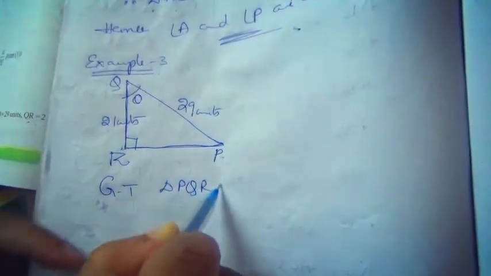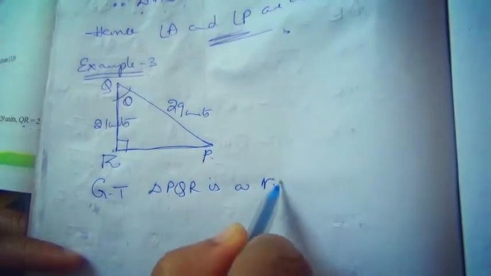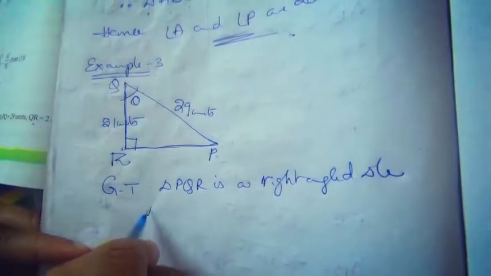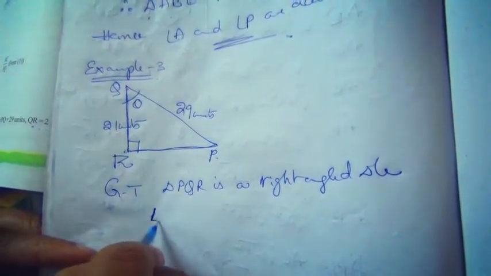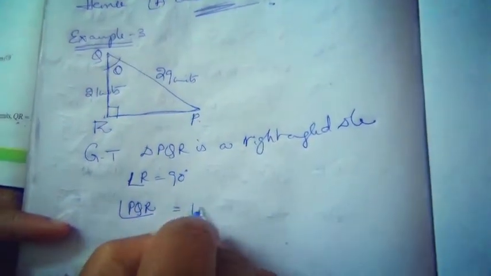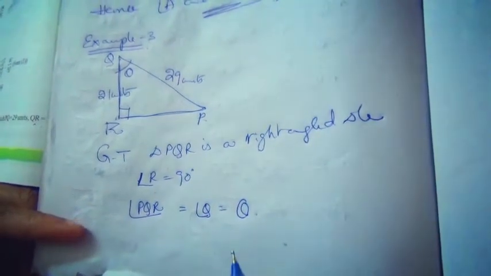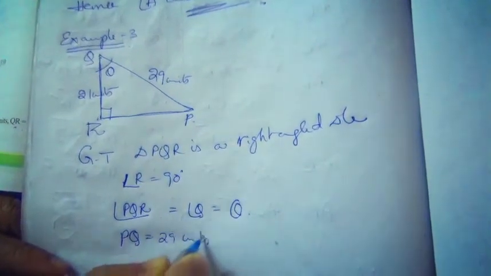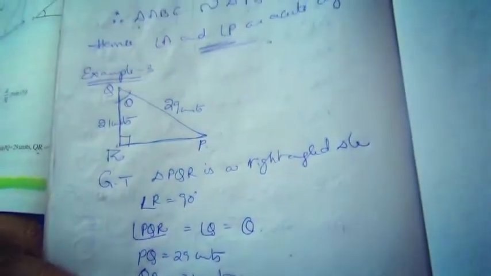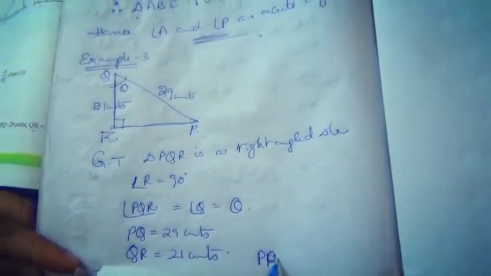First of all, given that triangle PQR is a right angle triangle. Right angle is at R, so angle R is equal to 90 degrees. So angle PQR, that is angle Q, is equal to theta, and PQ is equal to 29 units and QR is equal to 21 units. First of all, we have to find out this PR. PR is equal to how much?